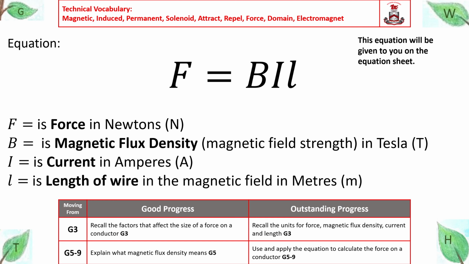So, F is the force, measured in newtons. We should know that one. We should also know I is the current in amps. Now, L is the length of the wire that is inside the magnetic field in meters. Okay, that's an important part. If there is a length of wire that is outside of the magnetic field, you ignore it. And B is the magnetic flux density. Okay, and that is in Teslas.